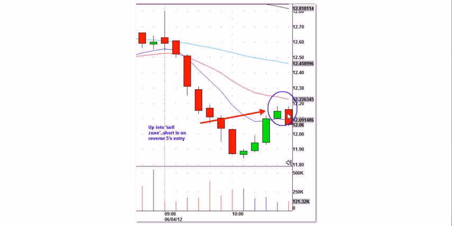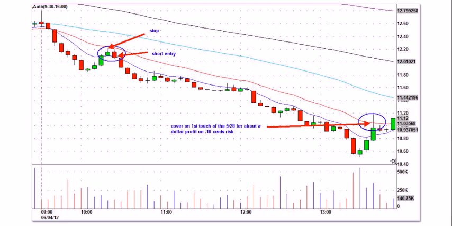Okay, and then you can use candlesticks for the entry. The first break of a previous 5-minute candle's low, which would have been right here, and the stop goes above that, okay? And I'll pan across here and show you the afternoon snapshot.